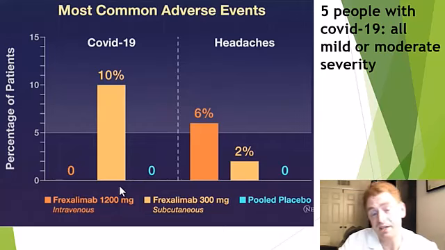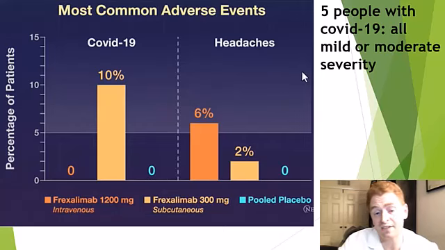And that could be significant, though keep in mind 80% of the people in the study were randomized to get some form of the drug. But we'll have to watch out for infections. All 5 of these people had mild or moderate COVID-19. No one had a severe case of COVID-19.